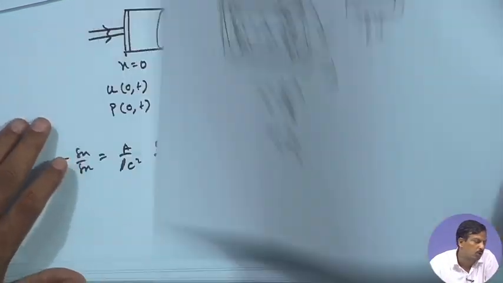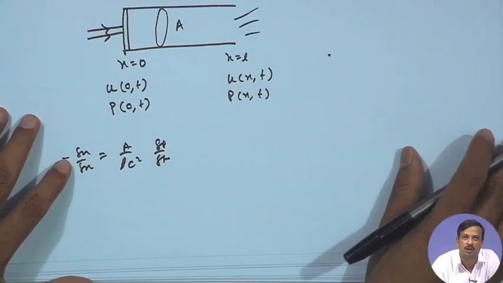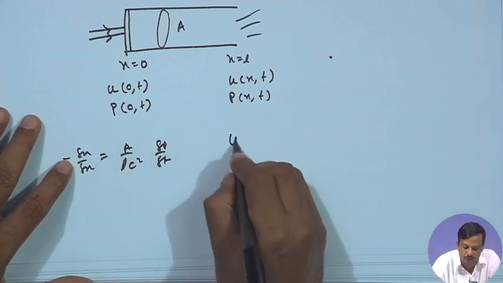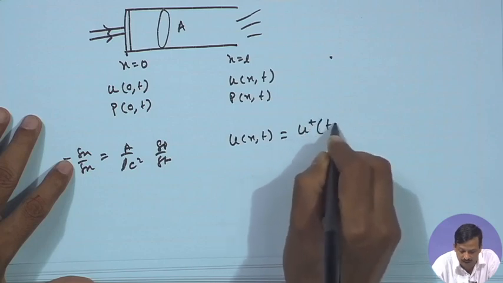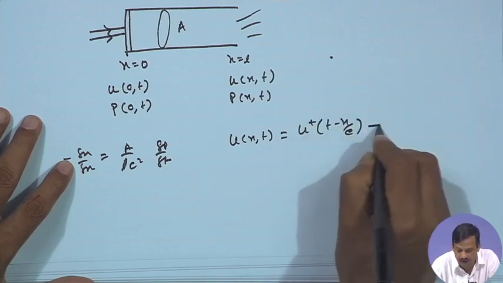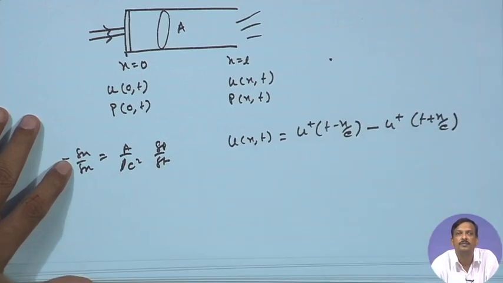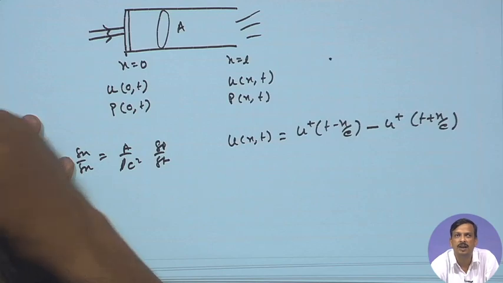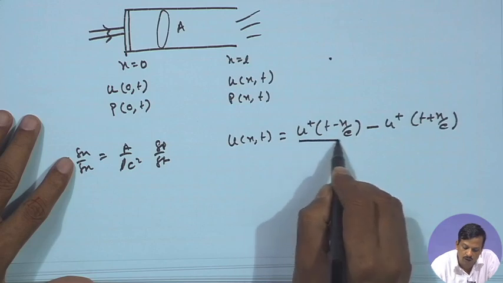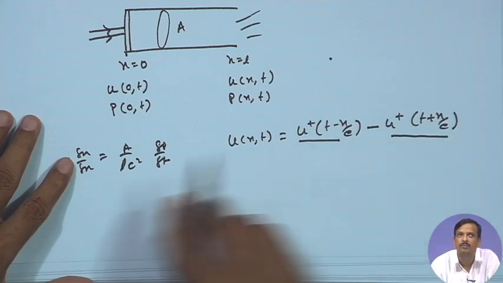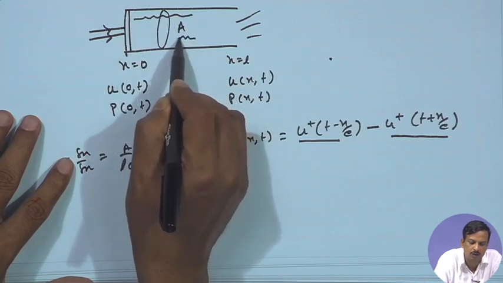If I draw the solution of this second order differential equation, the total solution is u(x,t) equal to u plus (t minus x by c) minus u minus (t plus x by c). I can say this is called the forward wave, and this is called the backward wave. So in the tube there is a forward wave and there is a backward wave.